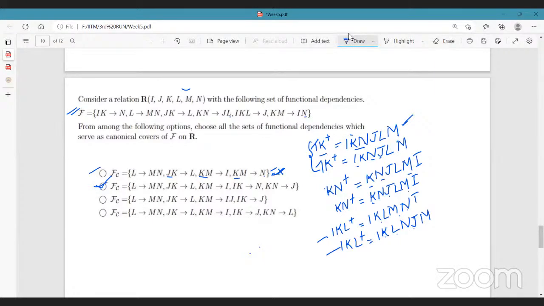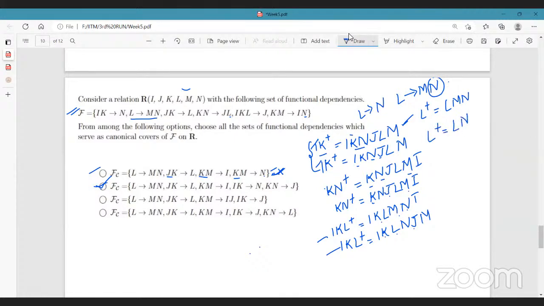Say for example, let us check for L determines MN. Let us first take the closure of L. The closure of L gives us LMN, right? Say we are considering N as the extraneous attribute and we are only taking L. When we take the closure of L, we get LN.